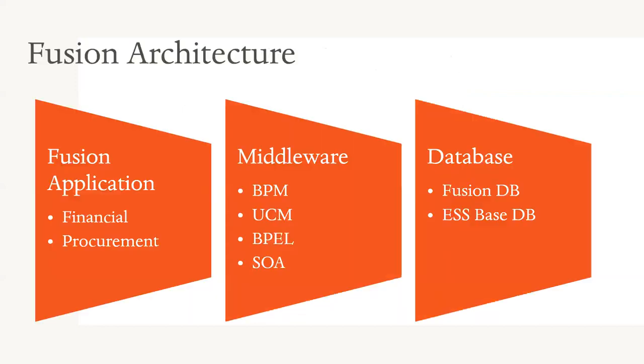Then we have Fusion architecture. How did Fusion come up with this architecture? If you see here, you will see the Fusion application. So what is Fusion application? Fusion application is made up of financials, procurement, supply chain, project accounting, and all those things. In EBS we call these modules, but here in Fusion they call them offerings and options. This is kind of a term change. We don't have much difference.